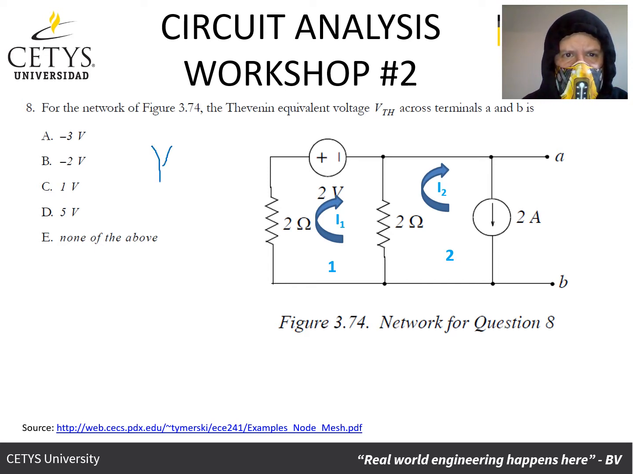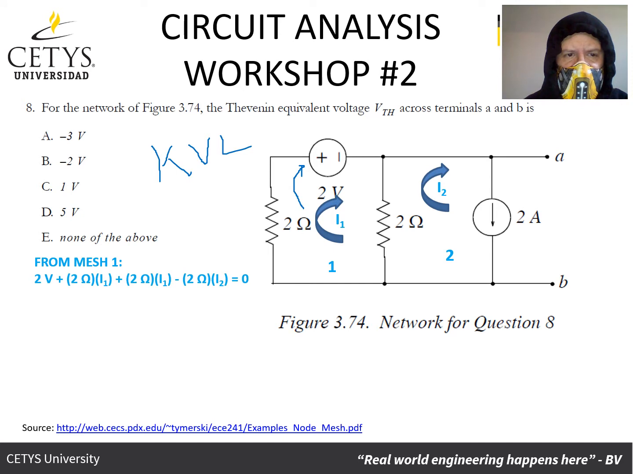We will analyze these two meshes using Kirchhoff's voltage law. For mesh 1, we have the 2-volt power supply where the current is going into the positive, and so we have 2 volts. We also have the 2 ohm resistor to the left where current I1 is flowing, and so we have 2I1.